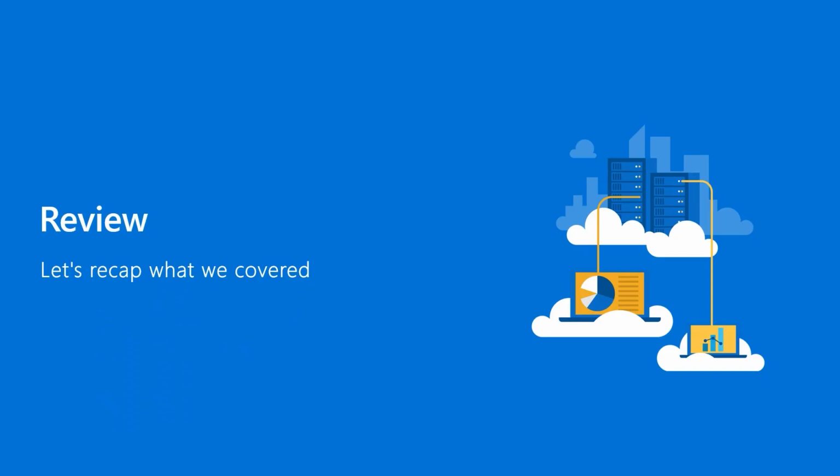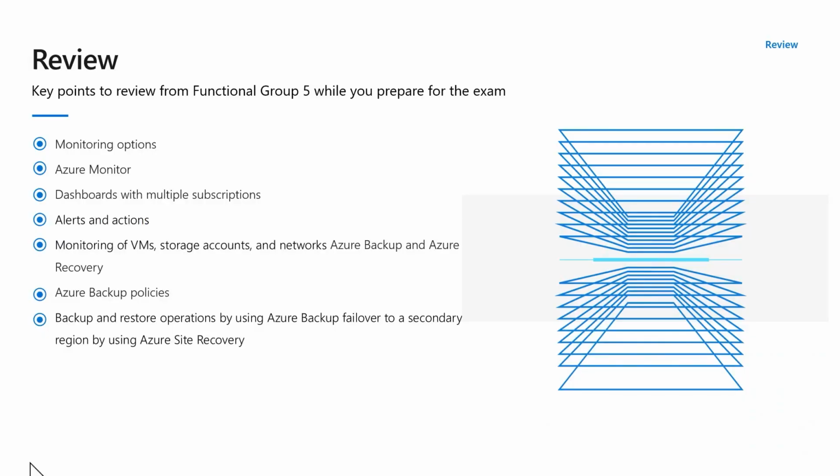Let's review what we've covered in this functional group. In functional group 5, we've discussed monitoring options using Azure Monitor, as well as a variety of tools that integrate with Azure Monitor as a service. We spoke about dashboards and creating visualizations, alerts, and actions. Know those actions, know what you can do with action groups.